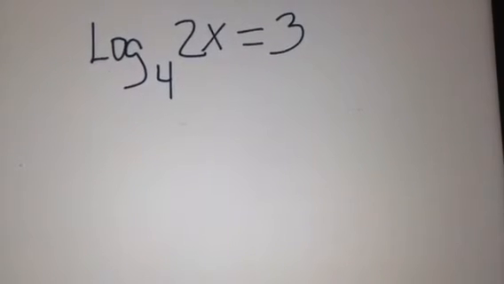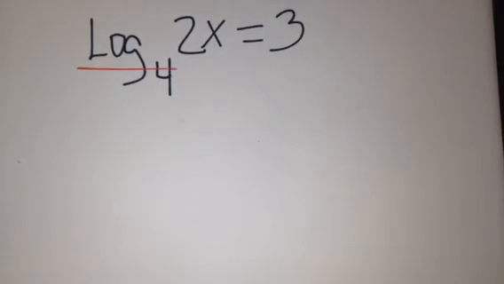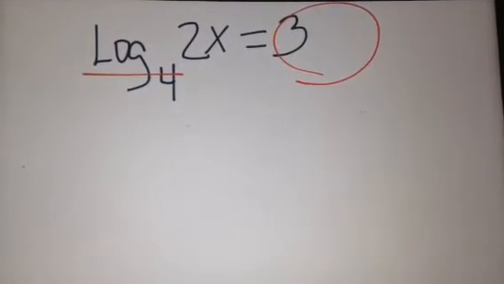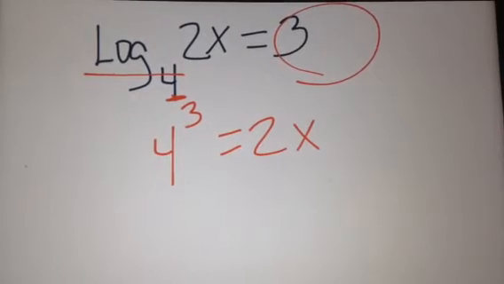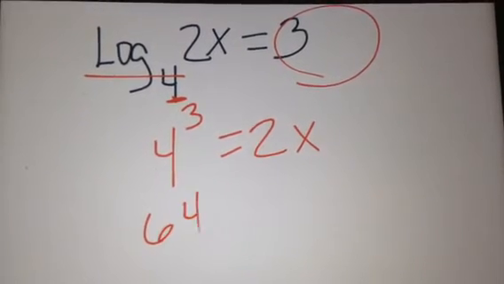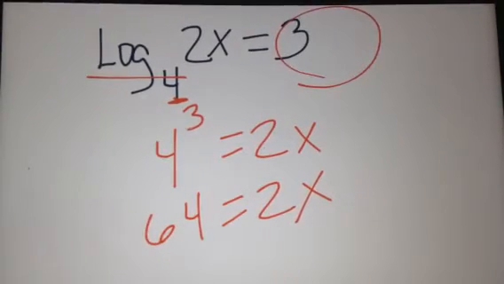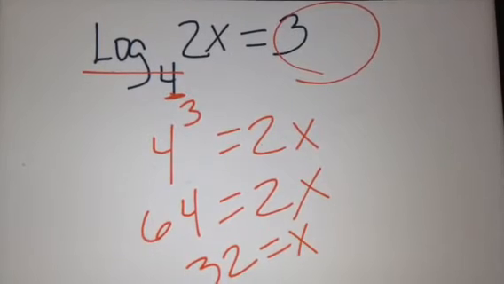If there's only a log on one side, see how we have a log over here, but there's not one on the right? Okay? You have to change to exponential. So your base is 4 to the third is equal to 2x. Take your calculator, 4 to the 3rd, 64 is equal to 2x. You now have a normal equation. Divide by 2. 32 is equal to x.